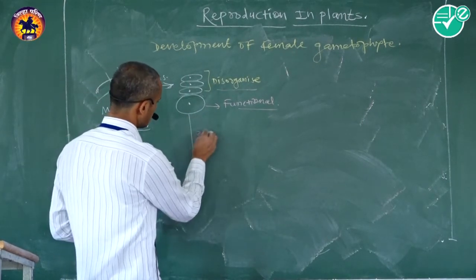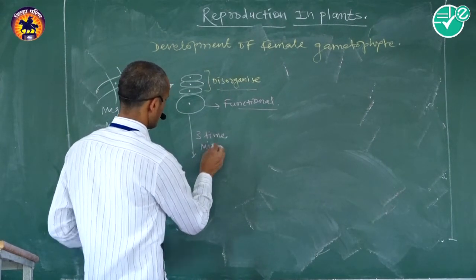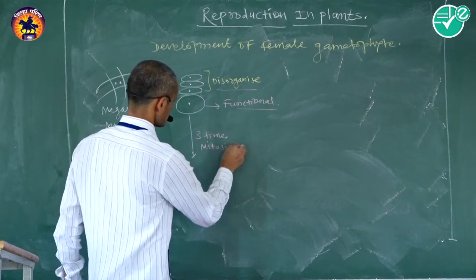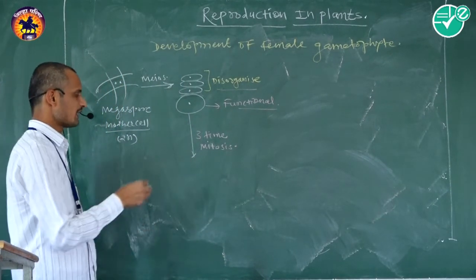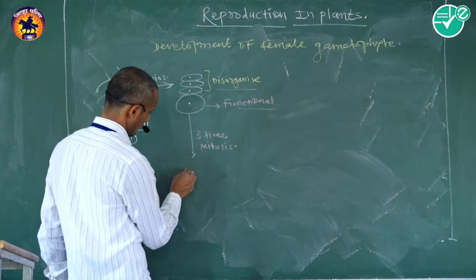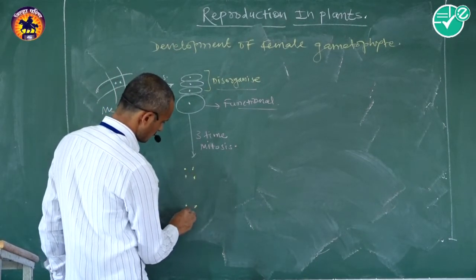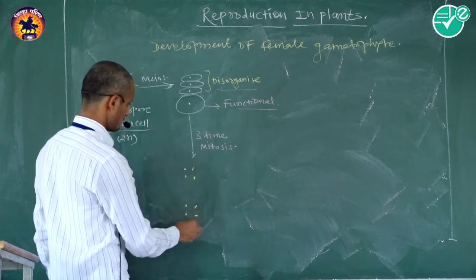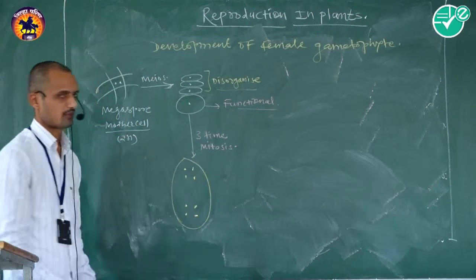Here 3 times mitosis is taken. Three times mitotically it will divide to form 8 nuclei.